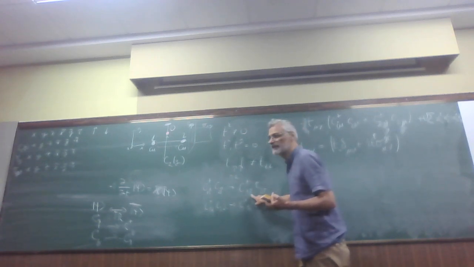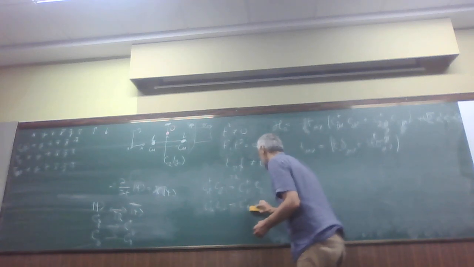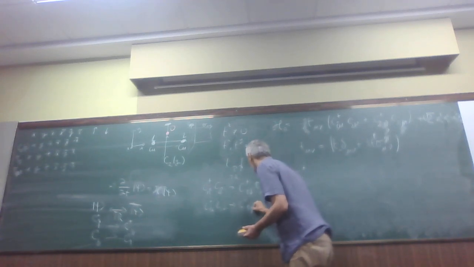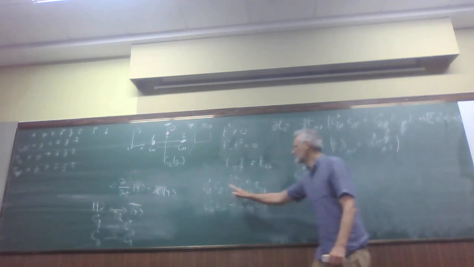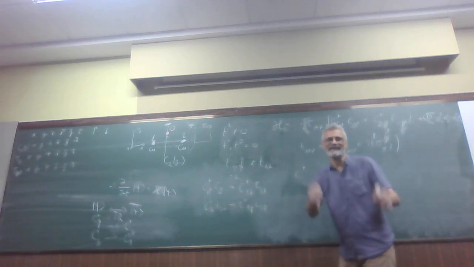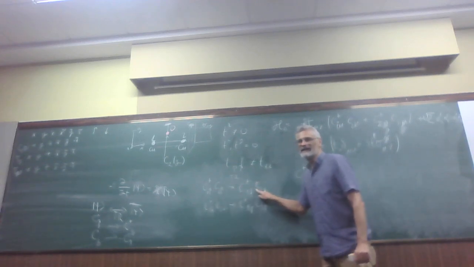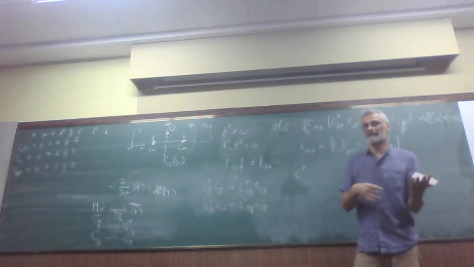Oh, I made a mistake. Yes, thank you. Now we are good. So you see, this will go to this guy, and this goes to that guy. So T up needs to be equal to T down down.